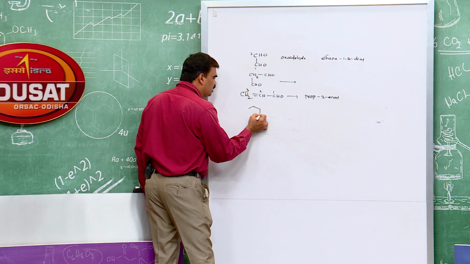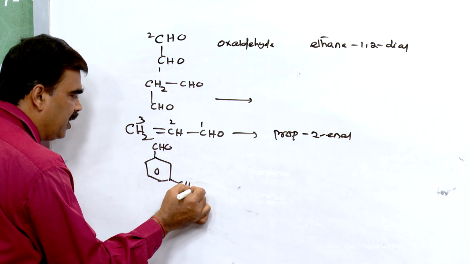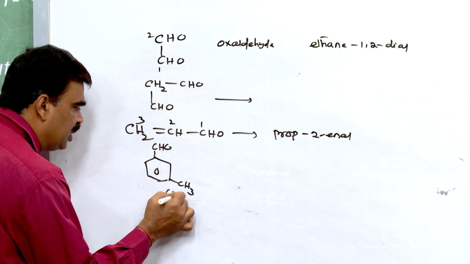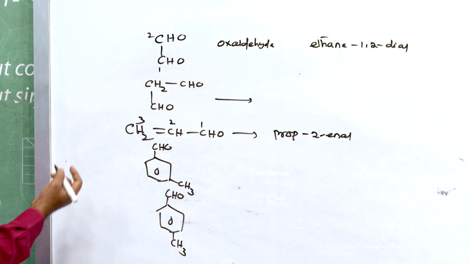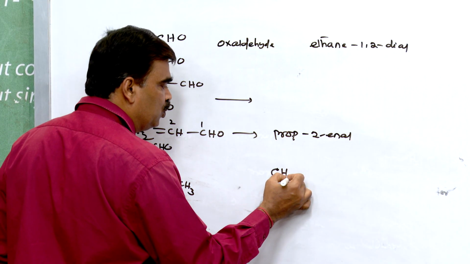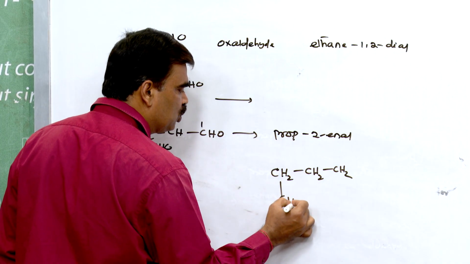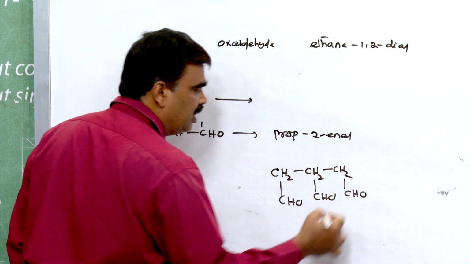Now you do the nomenclature of this compound. CHO, CH3. What will be its IPS name? This is CHO and this is CH3. And a special name I am giving you, a special compound like CH2, CH2, CH2, where you have a CHO, CHO and a CHO. What will be its name?